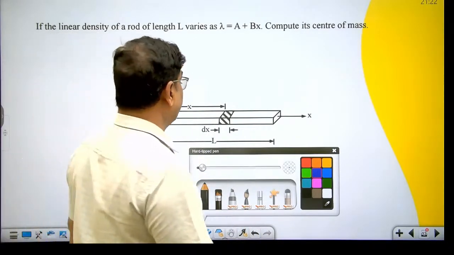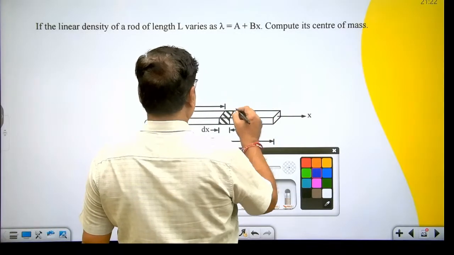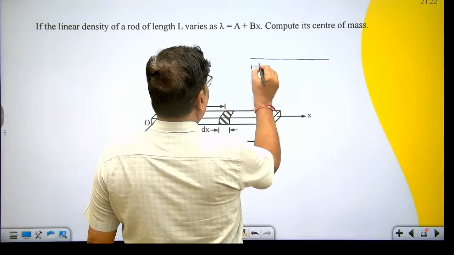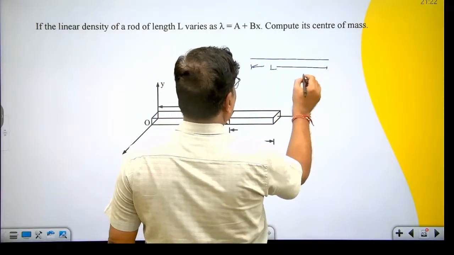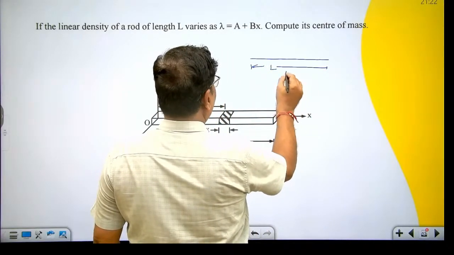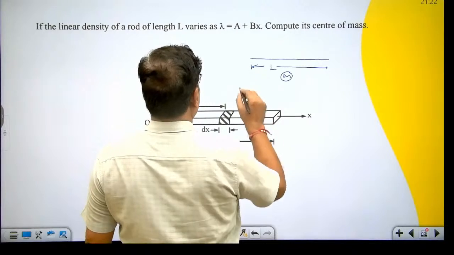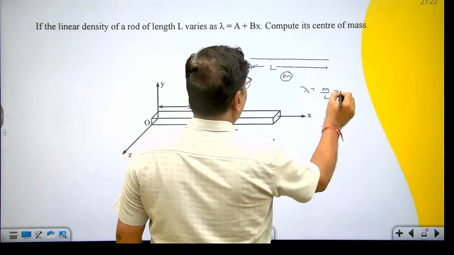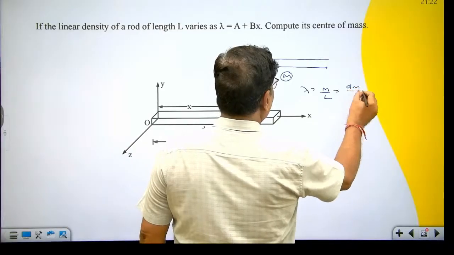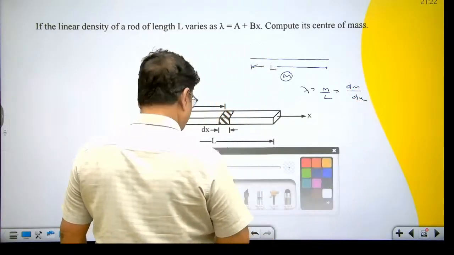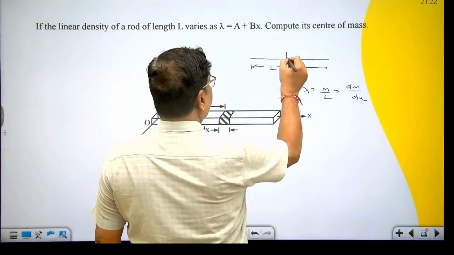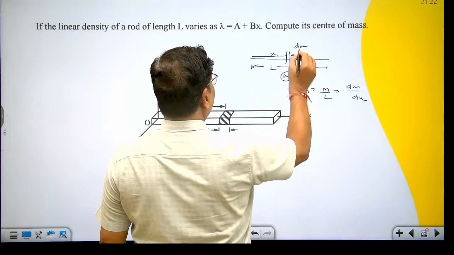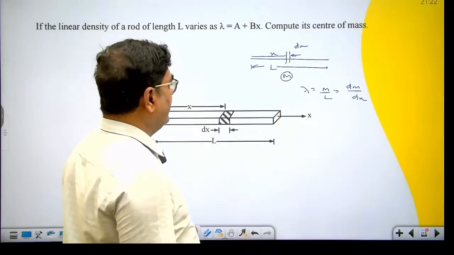Okay. So, dear student, in this rod, let us assume this is the length of the rod, L, and the mass of the rod is M. And linear mass density is lambda. So lambda equals M upon L. We can write this as dm upon dx. This dm is the mass of the element of length dx located at a distance x. Okay. So dm will be equal to what?